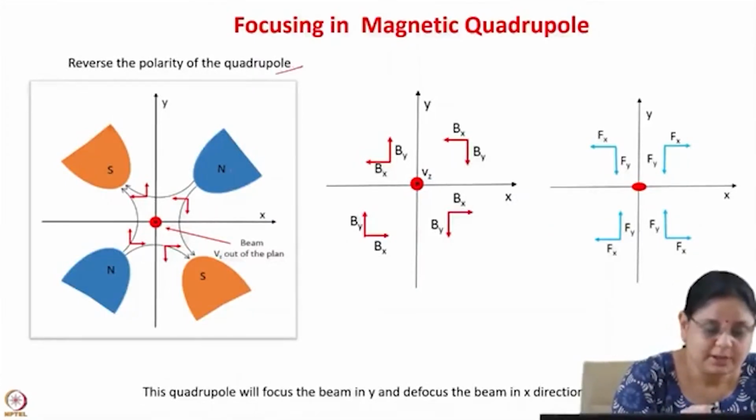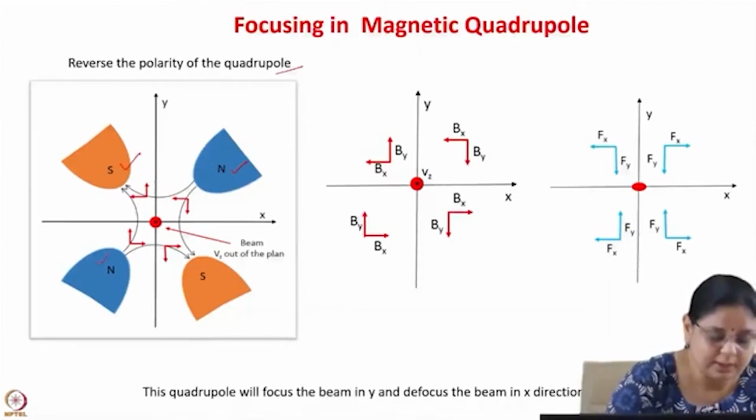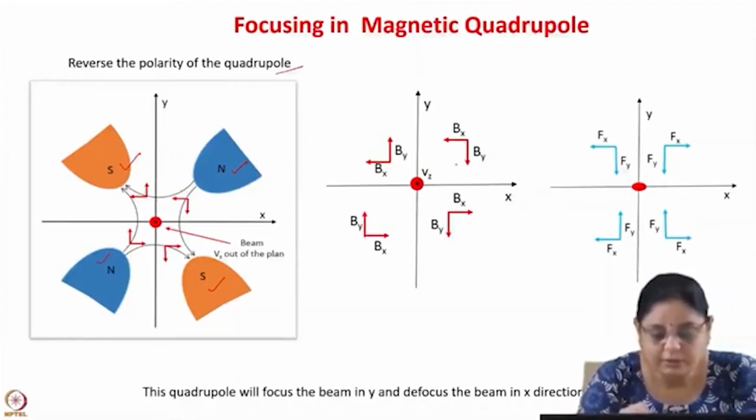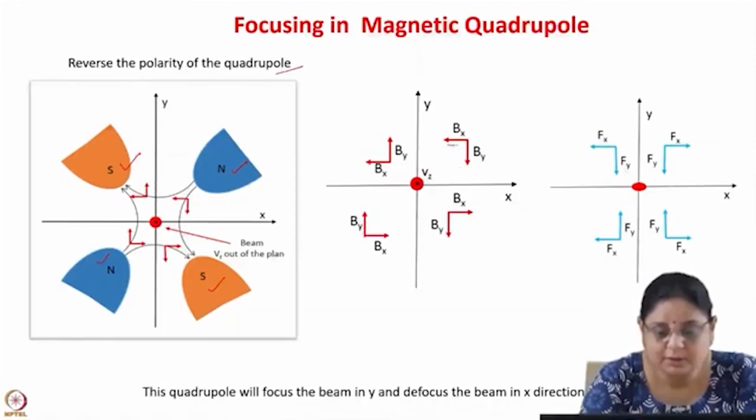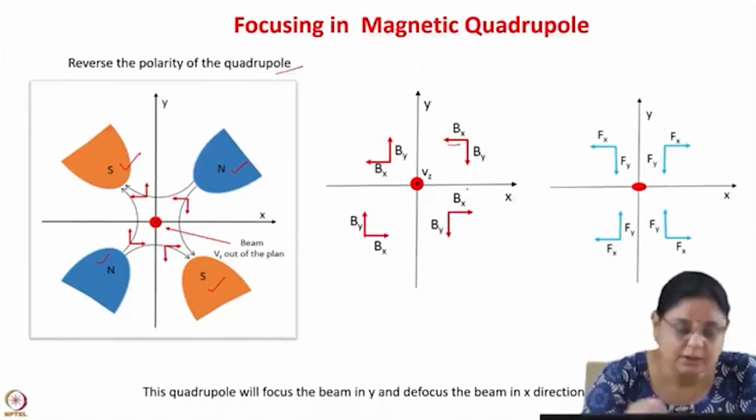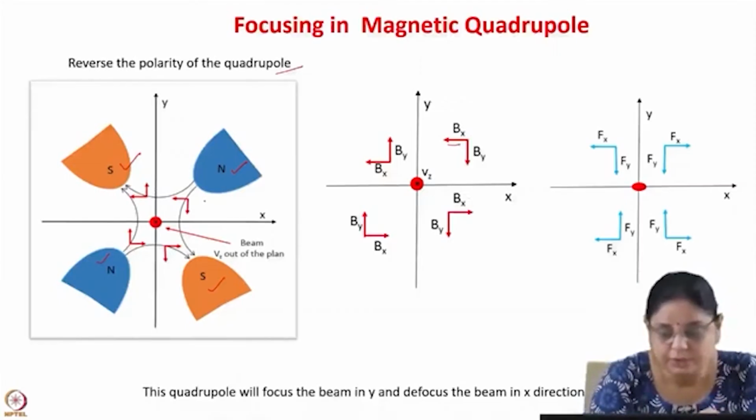So now let's make this a north pole. This is south, this is north, and this is south. Again, the magnetic field lines will start from the north pole and terminate on the south pole. We can just draw here the directions of the magnetic field in each of the 4 quadrants due to this field configuration. And again, using the right hand rule, we can find out the force acting on the charged particle in each of the 4 quadrants.